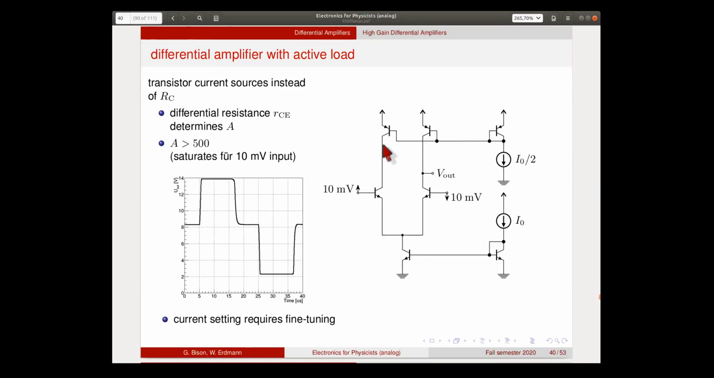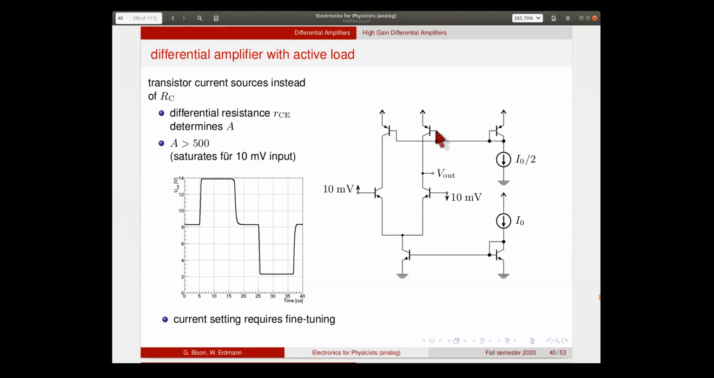And now we see at this point the differential resistance at the output of these transistors, but we don't have the large offsets that we would get from actual resistors. So now it's this rce of these transistors that determines our amplification, and indeed in this simulation we see a gain of greater than 500. So if you simulate it again with 10 millivolts, then the output immediately saturates. The offset now is around 8 volts and depends on how these transistors scale with respect to each other.